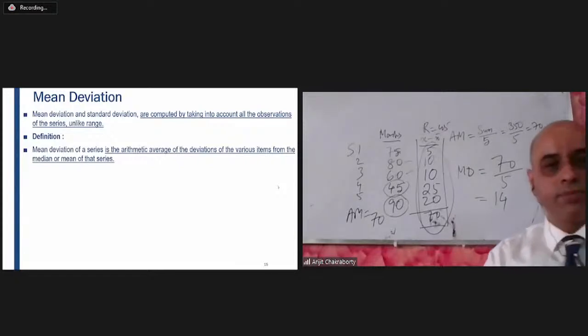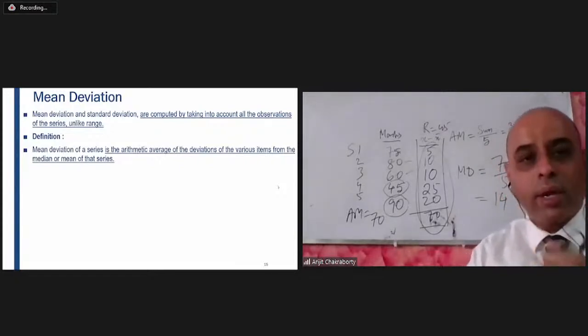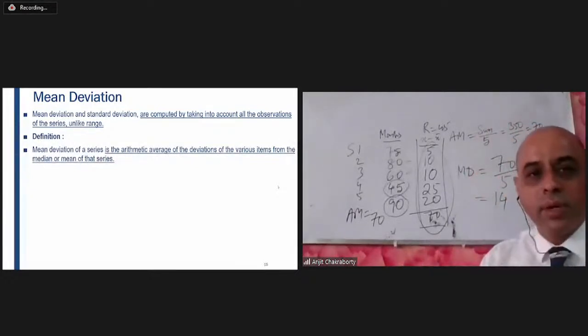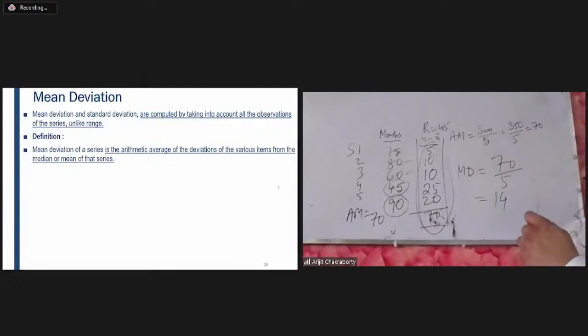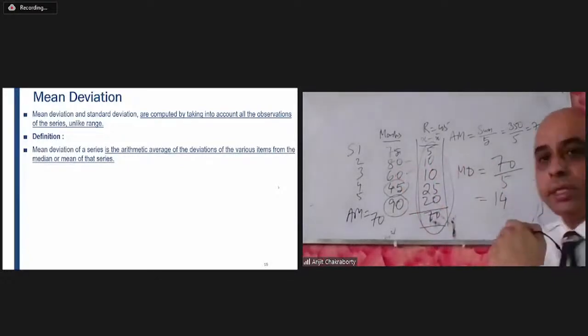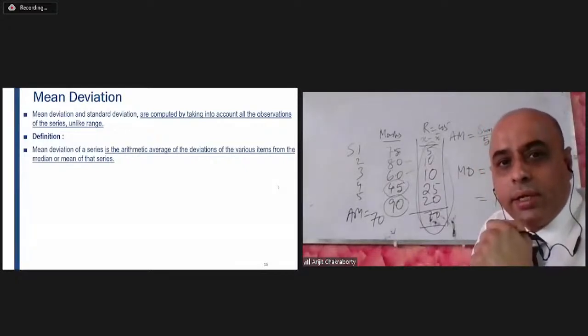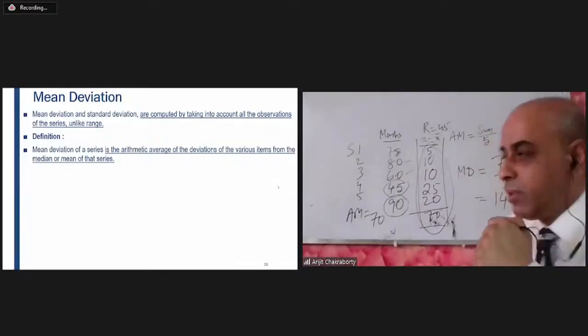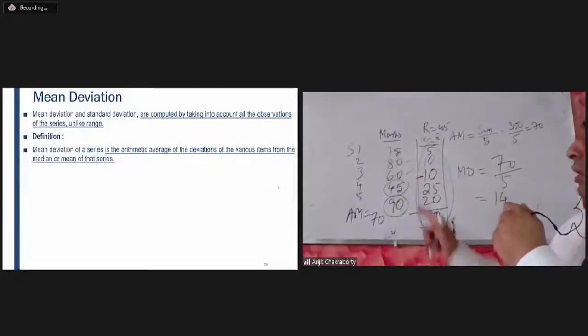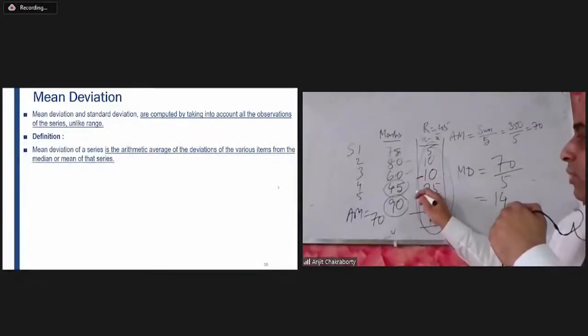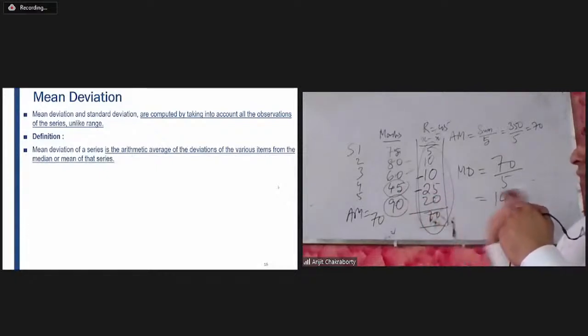Minus is not taken, Dhyanesh, because please note, if you take the minus sign, what will happen? If you take plus minus, then you will get 0. For example, if you really take the plus minus here, what would have happened? 75 is more than 70, so it is plus 5. 80 is 10, but then 60. This 60 means it is less than the average. So 60 minus 70 would have been minus 10. 45 minus 70 would have been minus 25. And 90 minus 70 is 20, that is fine.